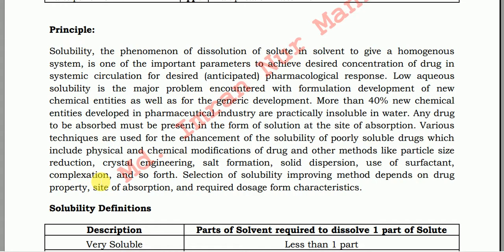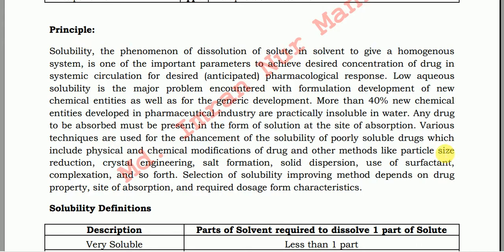Complexation. Complexation is another term which is used for the increase of the solubility of solute into the solution. Complexation proceeds by making a complex form. For example, a complex form is formed between the solute and the solvent, and so on. Selection of solubility improving method depends on drug property, site of action, and required dosage form characteristics. This implies which method we will use.